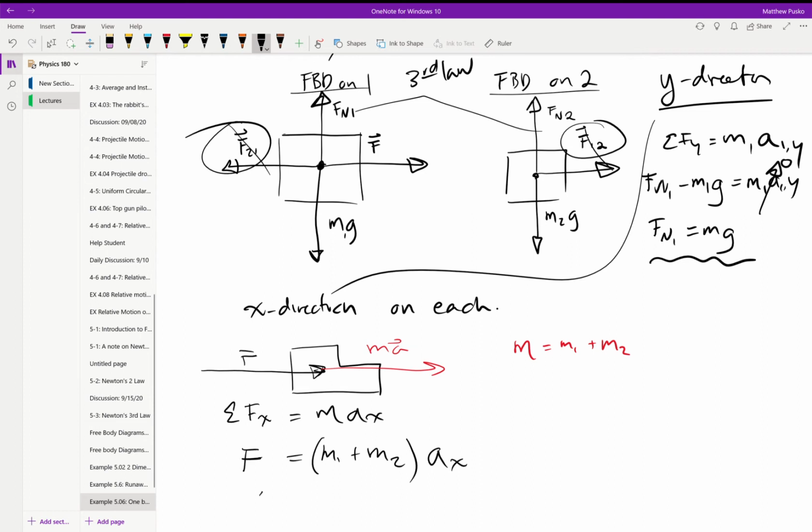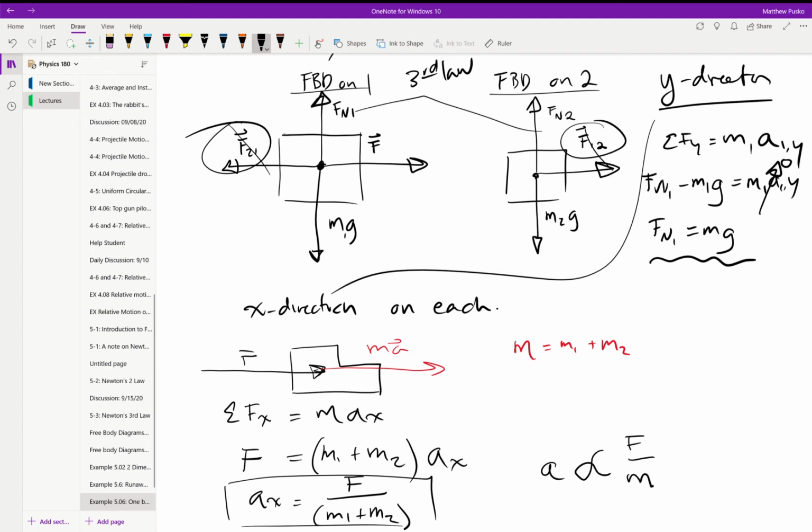We can rearrange this for the acceleration to get that the acceleration is equal to the force over the combined mass. So very similar to the relationship for acceleration, where our original definition was the force over the mass. Well, it just was a combined mass in this case.